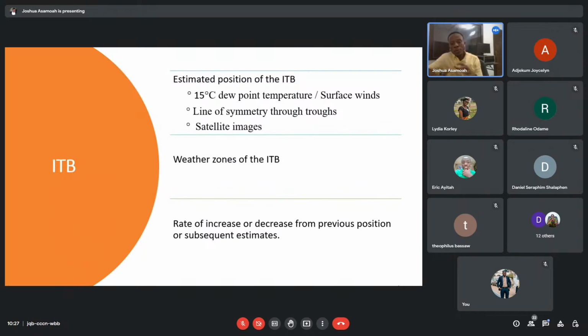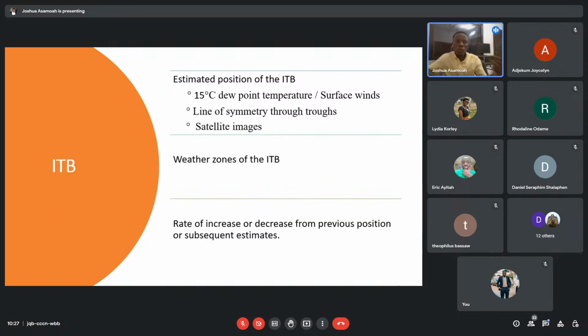And then we go to the rate of increase or decrease from the previous position. So let's say we have ITB at 10 degrees north today. Then tomorrow we see ITB dropping to about 7 degrees north. So that sudden drop in ITB, sharp drop from 10 to 7, will tell you that activities will also be moving sharply from the north toward the south.